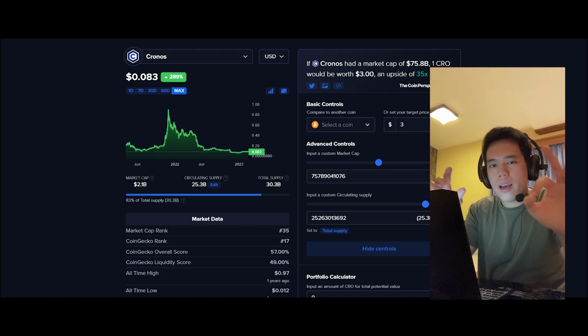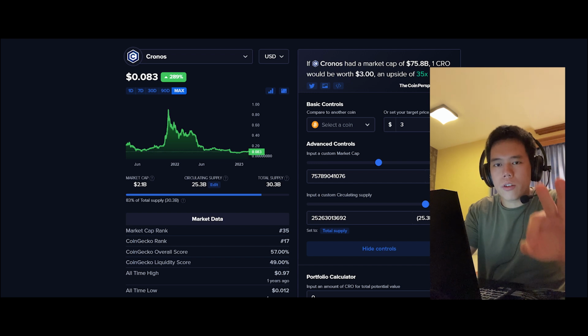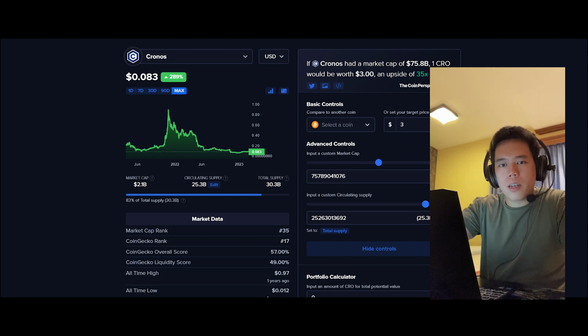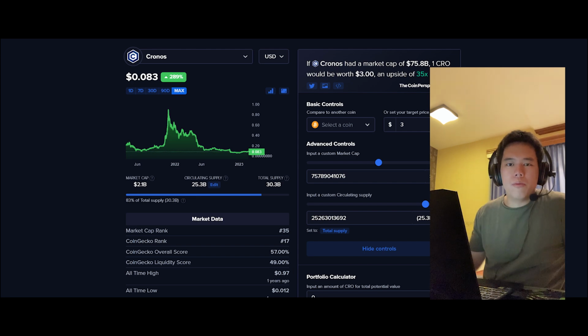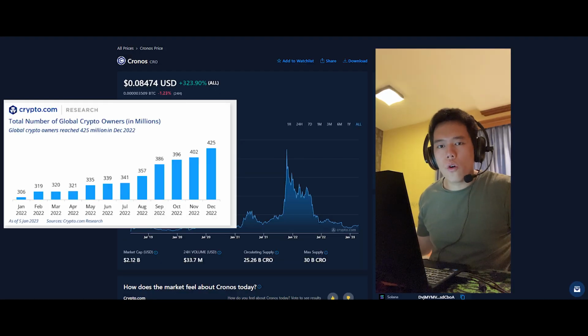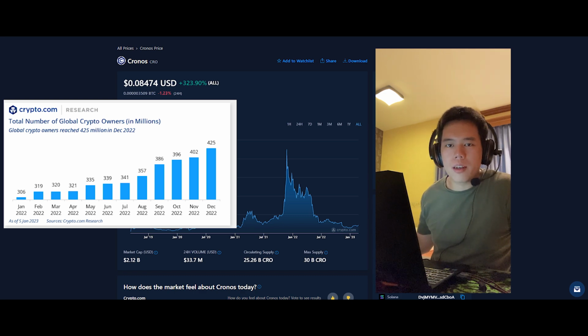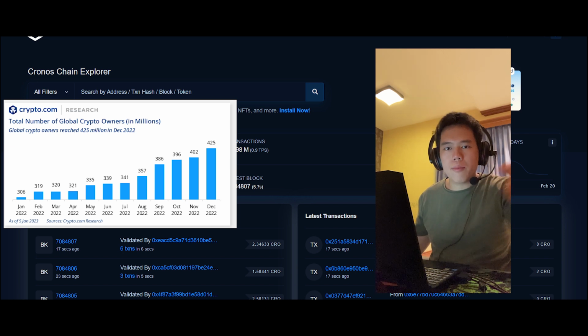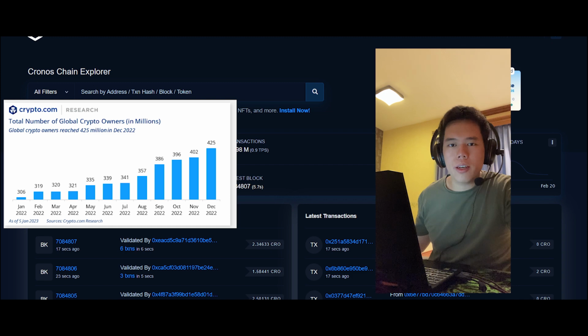And the second reason why I think CRO will reach $3 in 2025 is because I believe that in the next bull run, the buying volume and the buying pressure will all be at an all-time high. You may be wondering, why do I think so? The reason is that currently there are over 420 million crypto owners globally. That's a very shocking number, because it means that as of right now, there are more people than ever before in history owning cryptos.